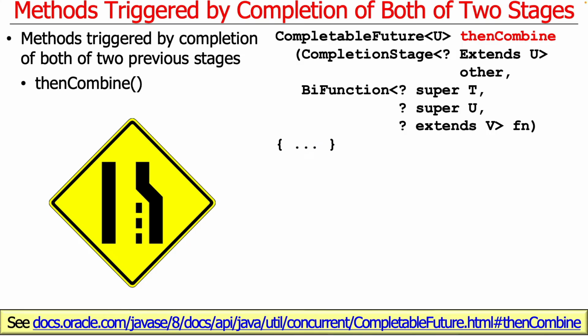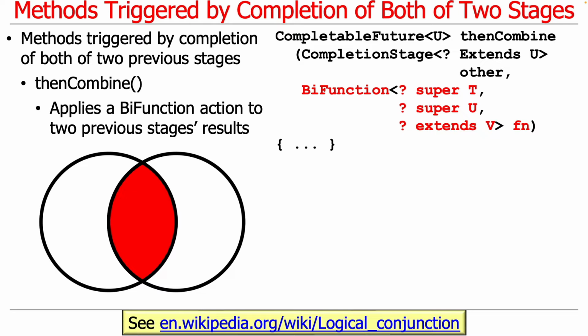The method we're going to look at is called thenCombine. And you can see this is what it looks like. It's kind of funky. It applies a bifunction action to the results of two previous stages. So what's a bifunction? A bifunction takes two parameters, applies a function to them, and then returns a single result. So it's like calling a two-parameter method, basically, but it does it in functional interface style.